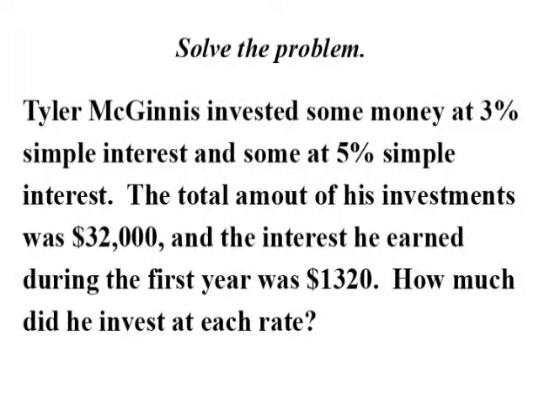Solve the problem. Tyler McGinnis invested some money at 3% simple interest and some money at 5% simple interest. The total amount of his investments was $32,000, and the interest he earned during the first year was $1,320. How much did he invest at each rate?